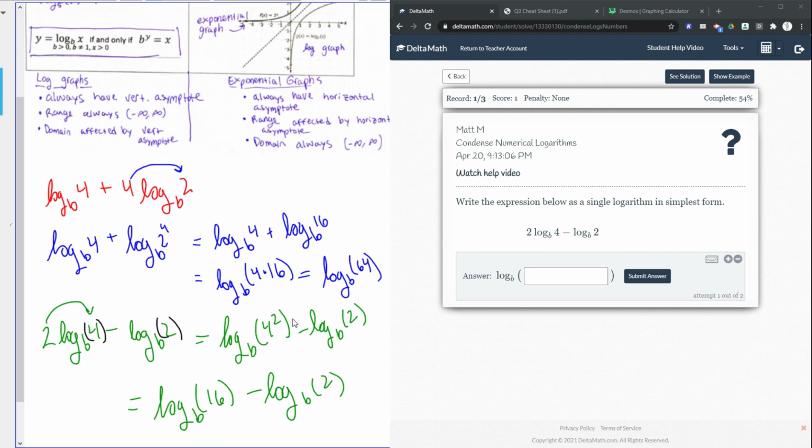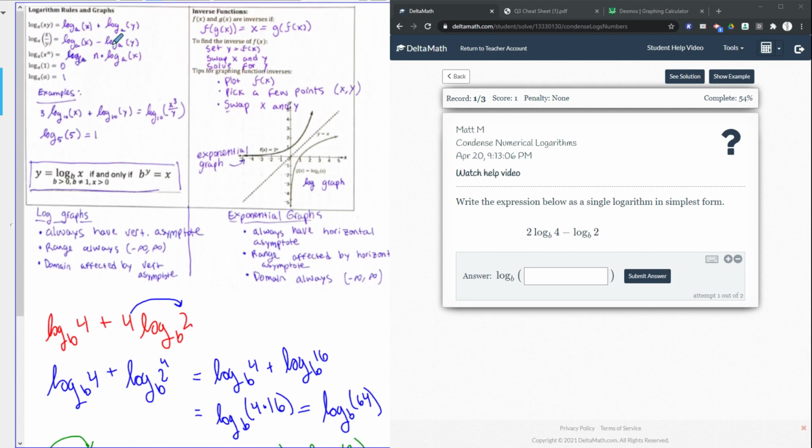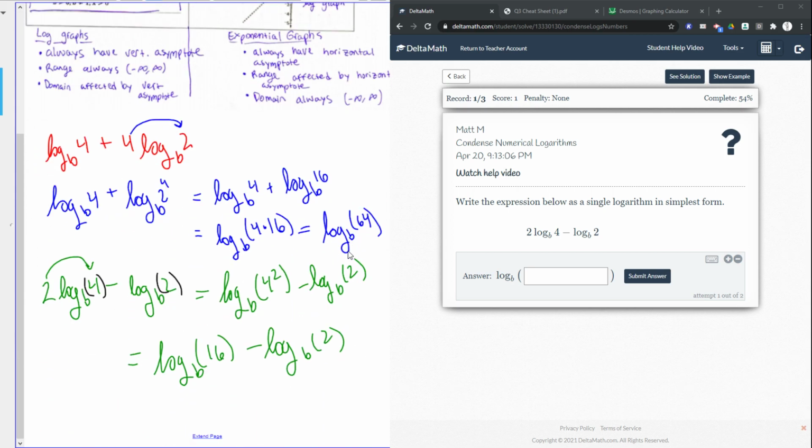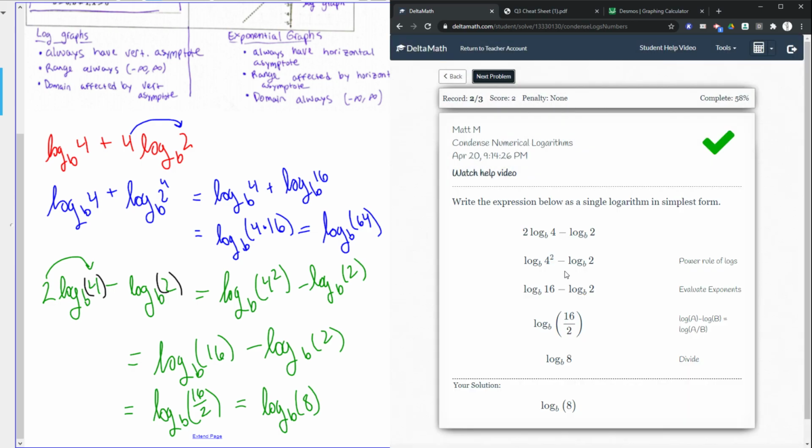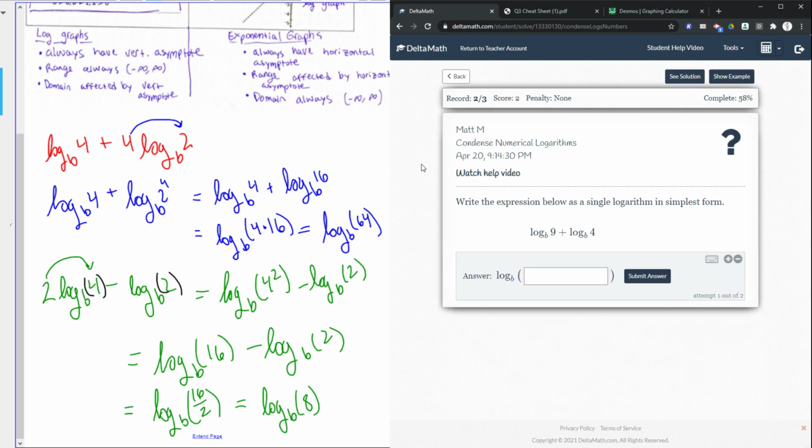Again, we have subtraction. So we're going to bring that together, condense it as division, right? It's the opposite of multiplication. So 16 over 2. What's 16 over 2? That's 8. Log base b of 8. All right. One more. Okay, this one should be pretty easy.